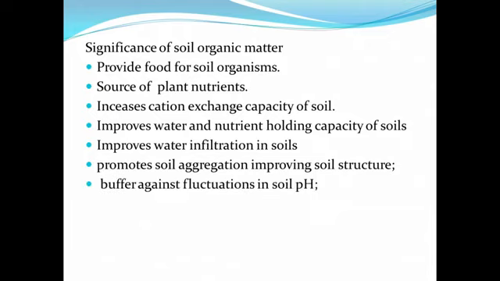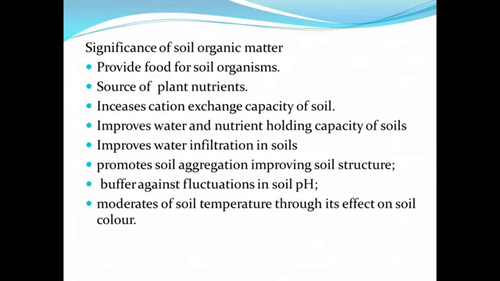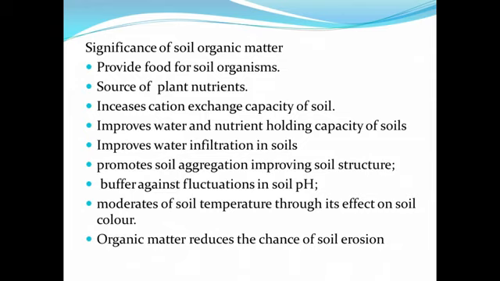It buffers against fluctuations in soil pH. So organic matter acts as a buffer that resists change in soil pH. It also moderates soil temperature through its effect on soil color. So if organic matter is added to the soil, it darkens the soil. And a dark soil is able to absorb heat from the sun, which will change the soil temperature. Organic matter reduces the chance of soil erosion by binding soil particles together.